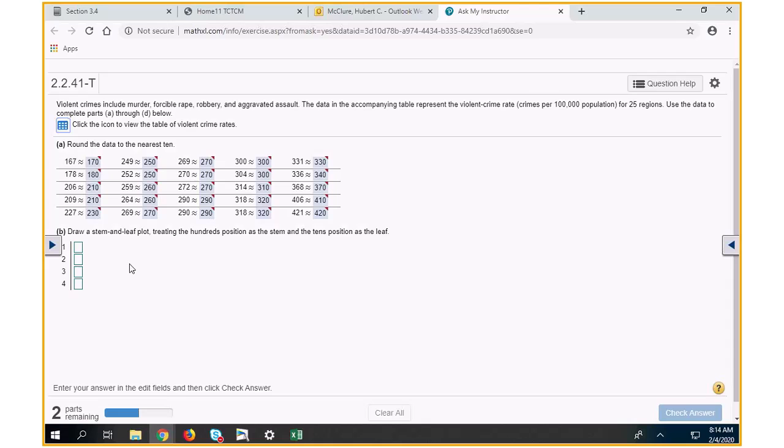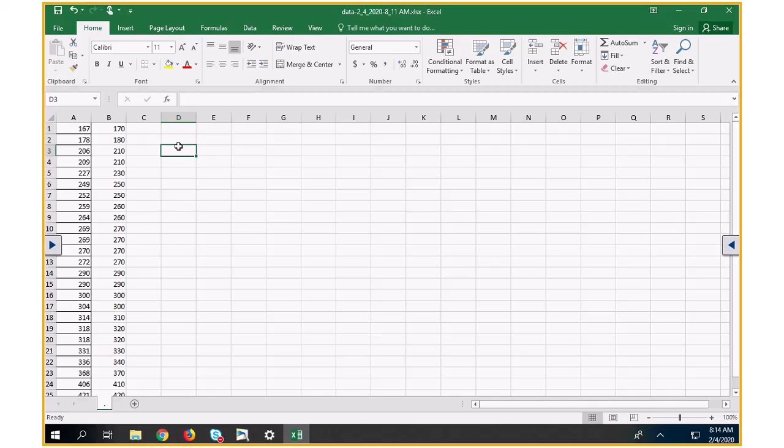So we got 100s, 200s, 300s, 400s. Everybody with me? So we're going to go over here, and I'm going to put 100s, 200s, 300s, and 400s. I'm going to start from the bottom. How many 400s we got? We got 420 and 410. So I'm going to put a 10 here, comma, and a 20. Everybody with me? So that's 410 and 420.